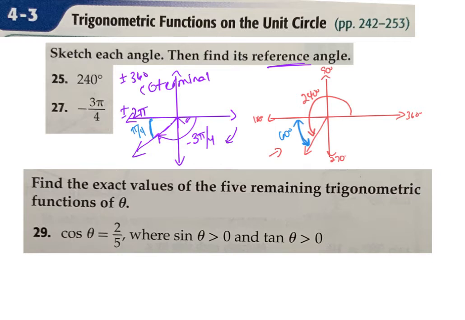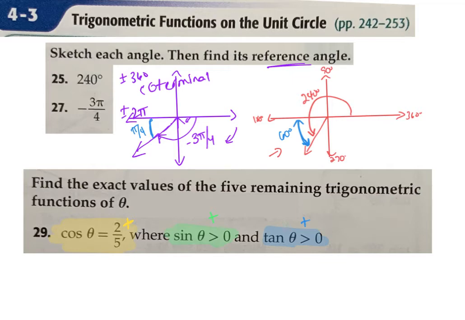Just find the exact values of the 5 remaining trig functions. This looks very much like right angle trigonometry. But the difference here is it gives you more stipulations. So here it said the cosine is 2/5, and without saying it, the cosine is positive, right? And then it tells us that the sine is positive, all right? Sine is positive, and it tells you that the tangent is positive, right? And so you're going to figure out what quadrant you're in based on the information it gave you. So if your cosine and your sine are both positive, what quadrant are you in?